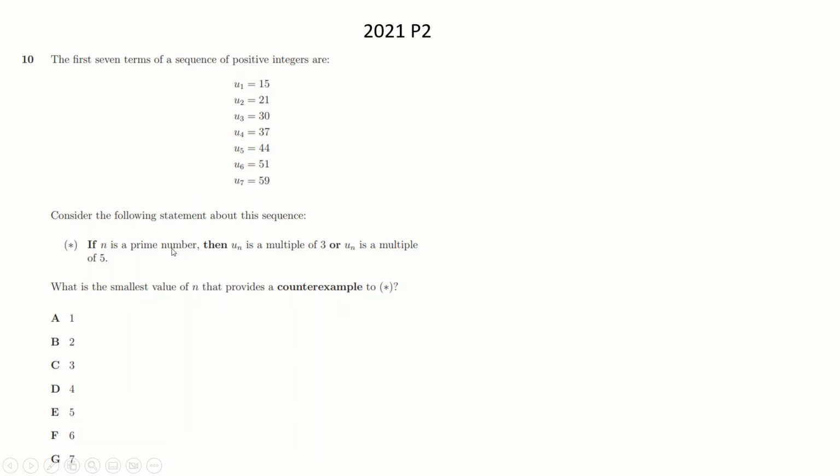If n is a prime number. Now the first few primes are these. If n, now n is the u-n bit, right? Where is it? There, u-n. So we want a prime number as this little subscript here. So we don't care about this, we don't care about this, we don't care about this. It says if n is a prime.